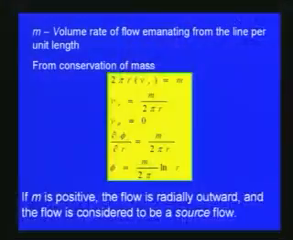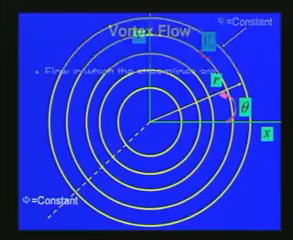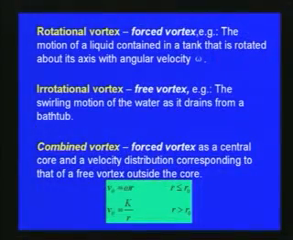In a vortex, the streamlines are concentric circles, and a vortex can be either a rotational vortex or an irrotational vortex. As mentioned, an irrotational vortex is a free vortex. For example, the motion of a liquid contained in a tank that is rotated about its axis with an angular velocity omega is an example of a rotational vortex, also called a forced vortex. The swirling motion of water as it drains from a bathtub is an example of a free vortex.